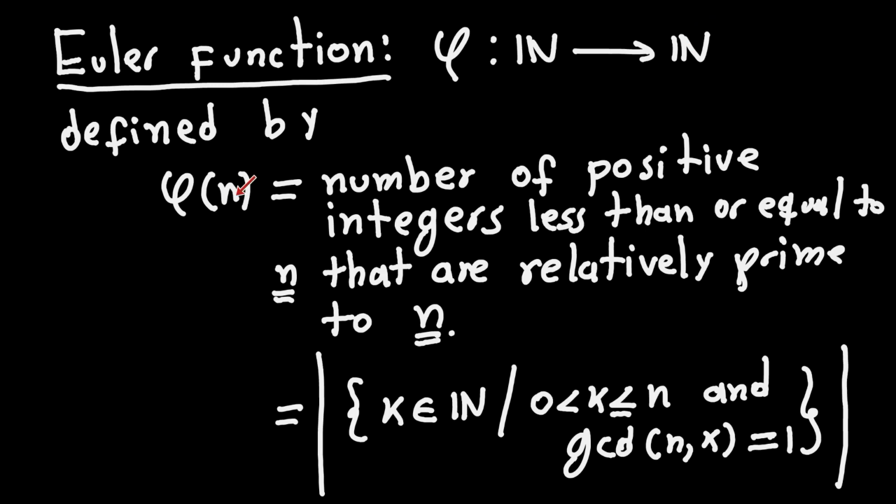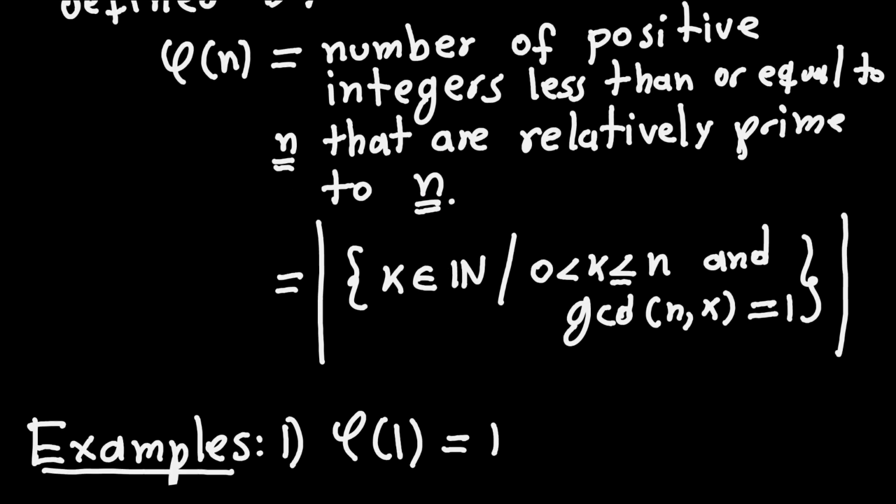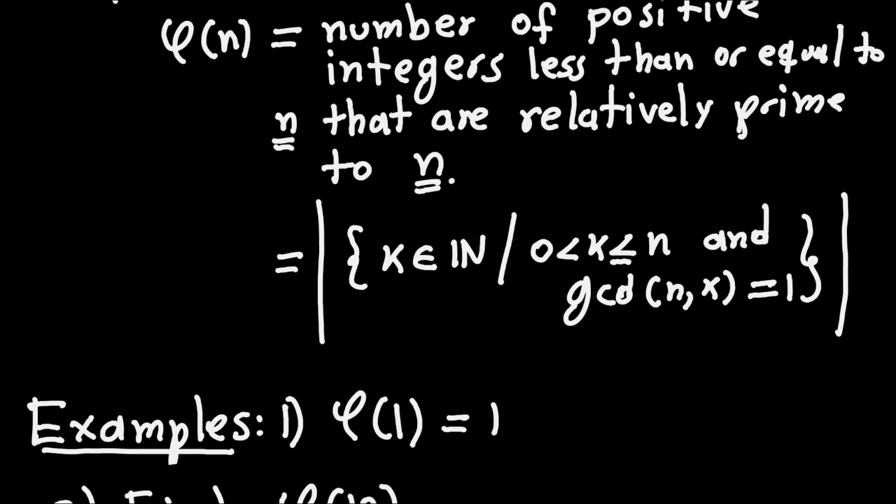Phi of any natural number n is the number of positive integers less than or equal to n that are relatively prime to n. Relatively prime means that the greatest common divisor between that number and n is 1. To be precise about the definition, it is the number of elements of this set, which is what the bars mean. This set is the collection of the natural numbers k that are positive, less than or equal to n, and the greatest common divisor between n and k is 1. That's what it means to be relatively prime.